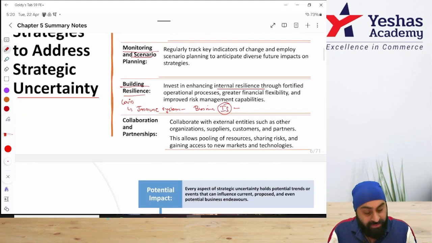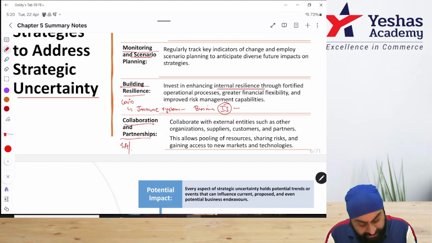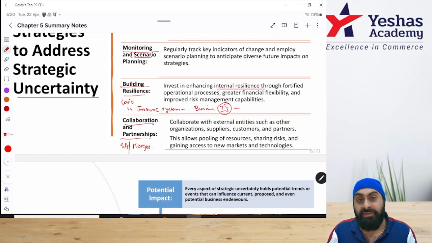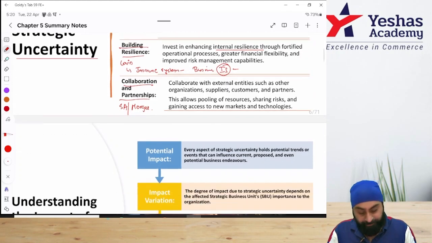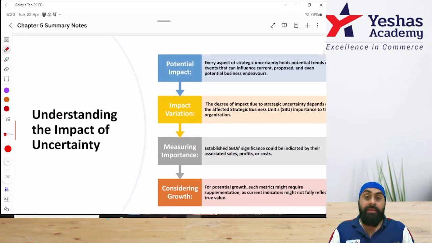Next, collaboration and partnership relationships. What you need to do is very simple. You need to collaborate with other organizations: strategic alliances, mergers, acquisitions. Do this so as to face uncertainty. As simple as that.